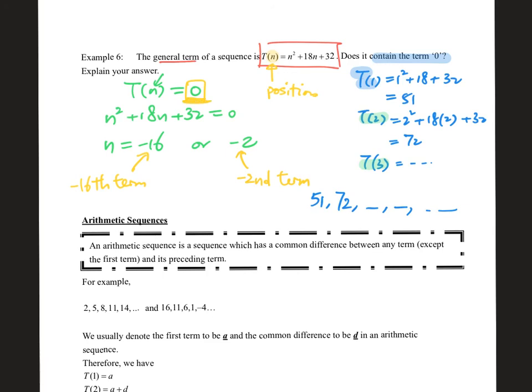But does it make sense? No, definitely not. Because when you're talking about terms, you're talking about the first, the second, the third, the fourth, etc. You can't have a negative 16th nor a negative second. So both of the answers are meaningless, or invalid, in a sequence. So we reject both of the answers and we say, no, it does not. So this is the answer of the question in example 6.